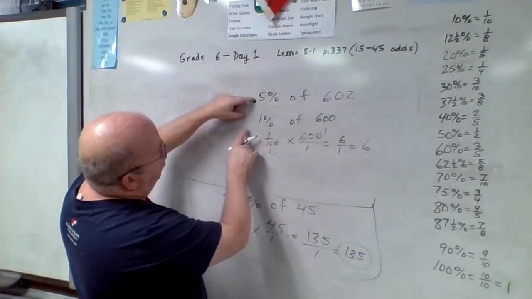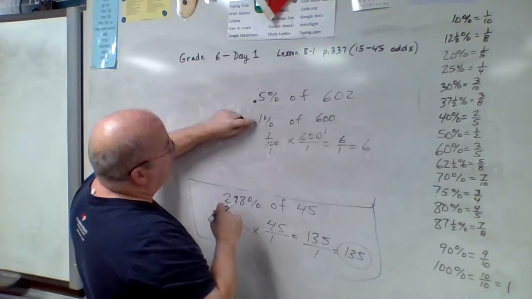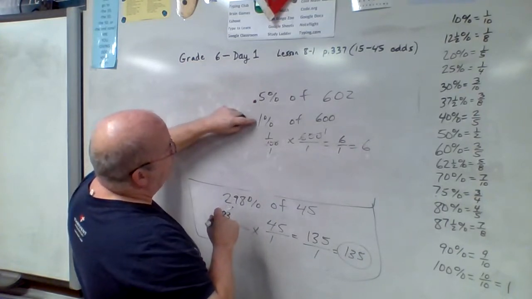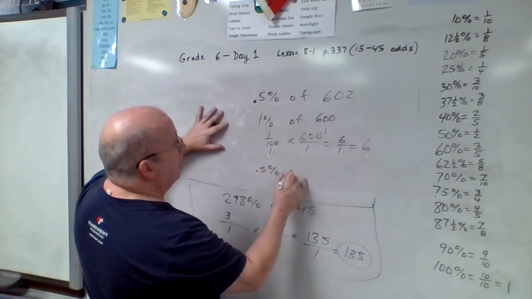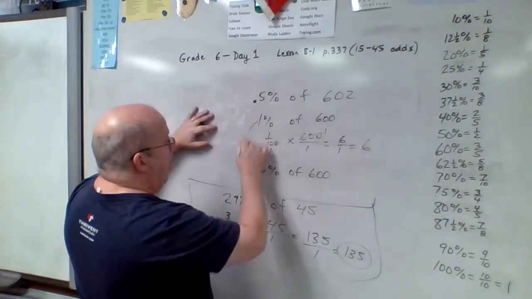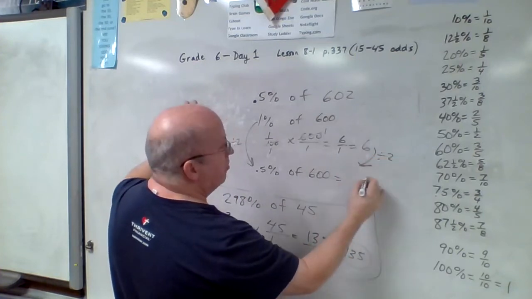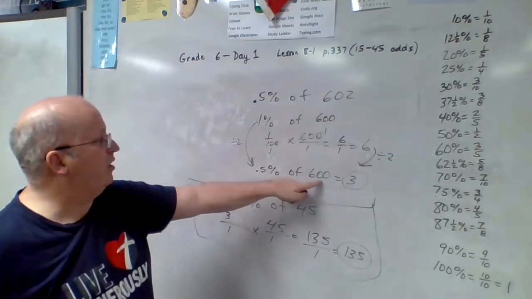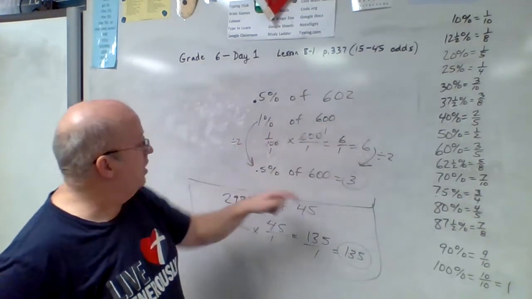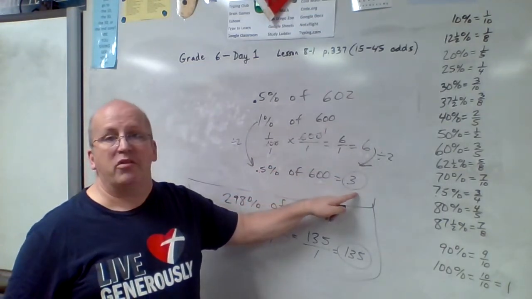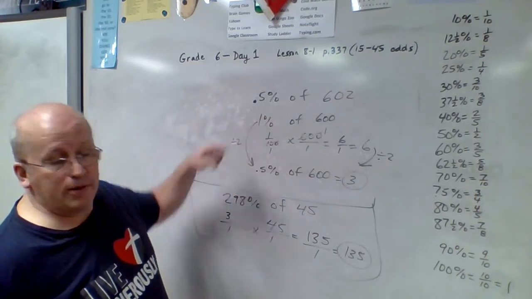Now, think about 0.5% and 1%. 0.5 is exactly half of 1. So my answer in this particular case, when I think of 0.5% of 600, I'm actually taking my answer and dividing by 2. If 1% of 600 is the number 6, then 0.5% of 600 is the number 3, because this is about half of this.